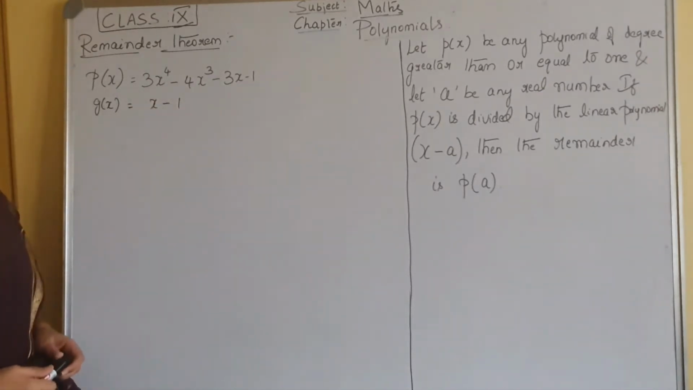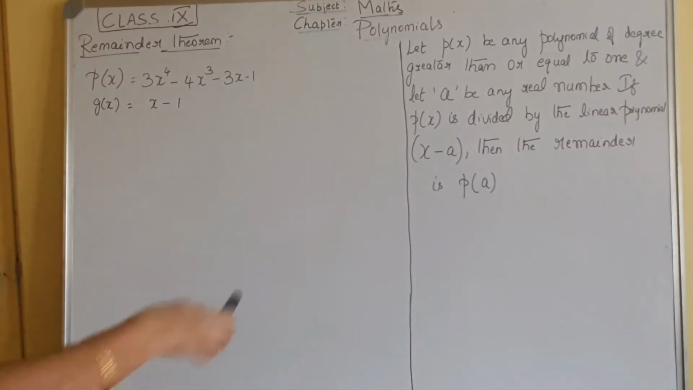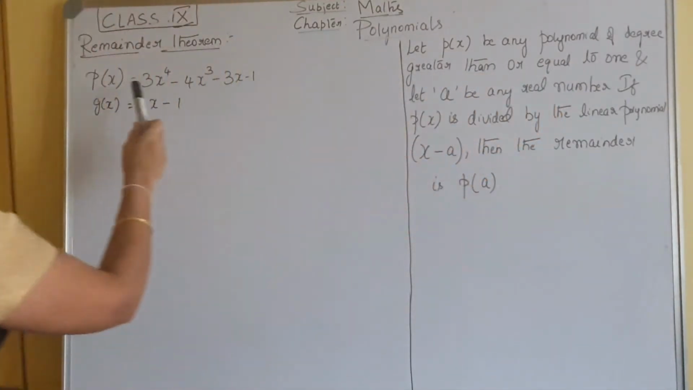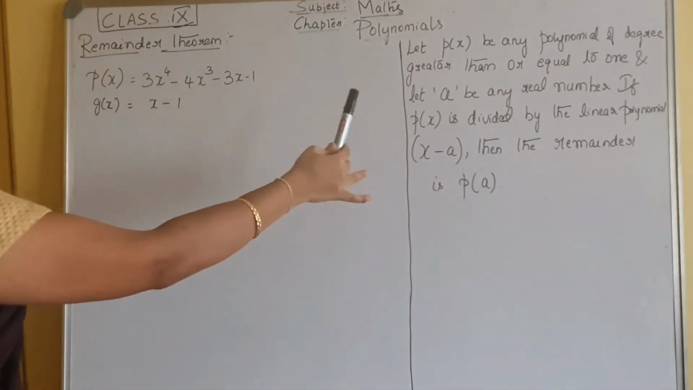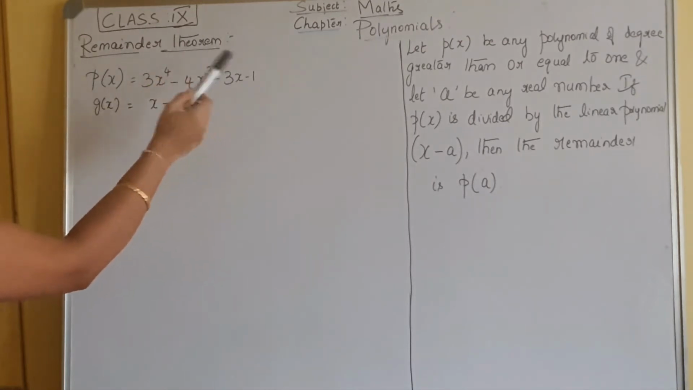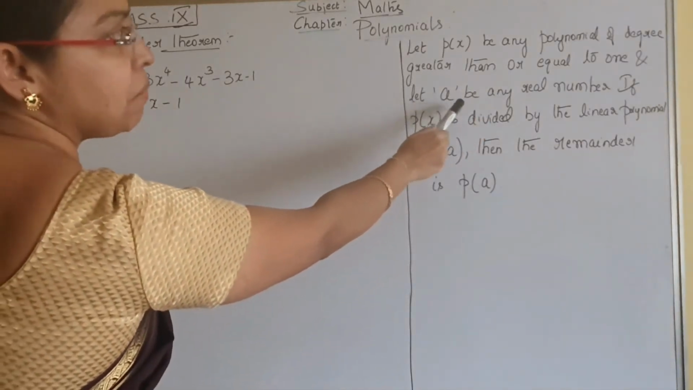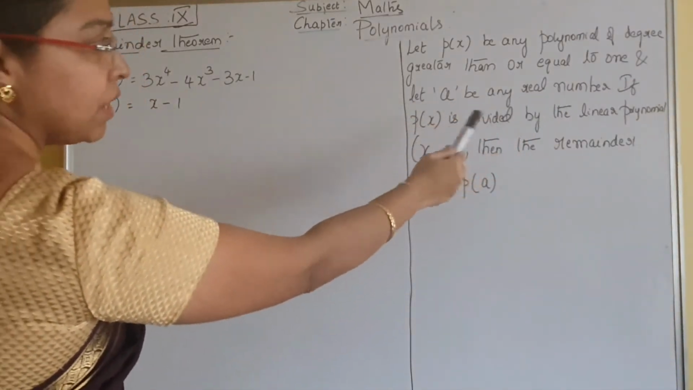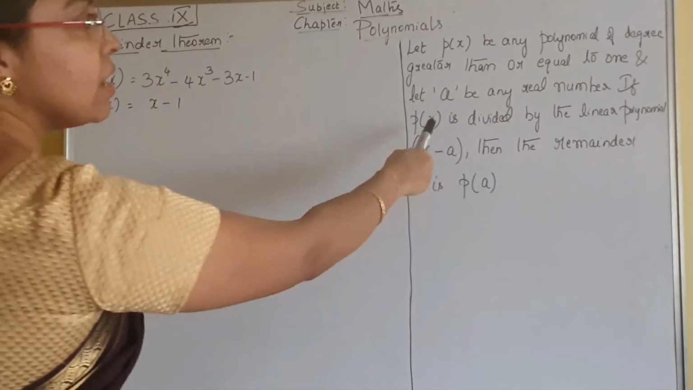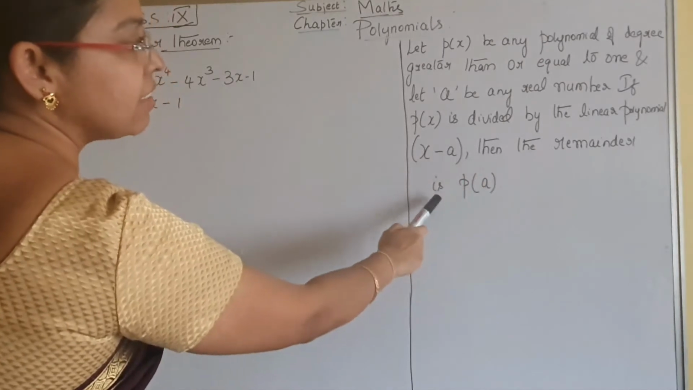Now we will go to the statement of the remainder theorem, which says: let p of x be any polynomial of degree greater than or equal to 1. So the degree can be equal to 1 or greater than 1, and let a be any real number. All the integers, including negative numbers, are included in real numbers. If p of x is divided by the linear polynomial x minus a, then the remainder is p of a.